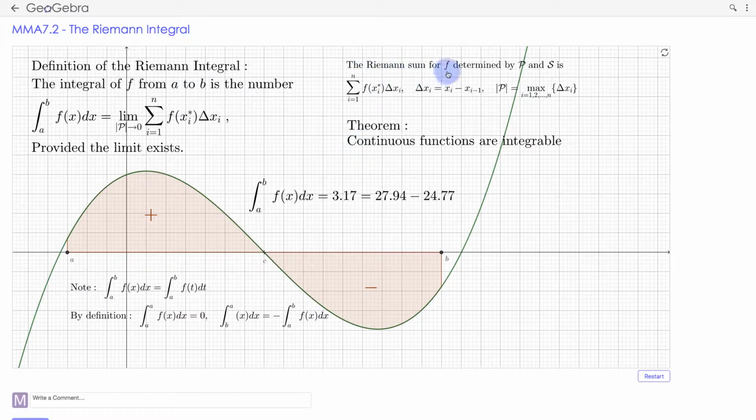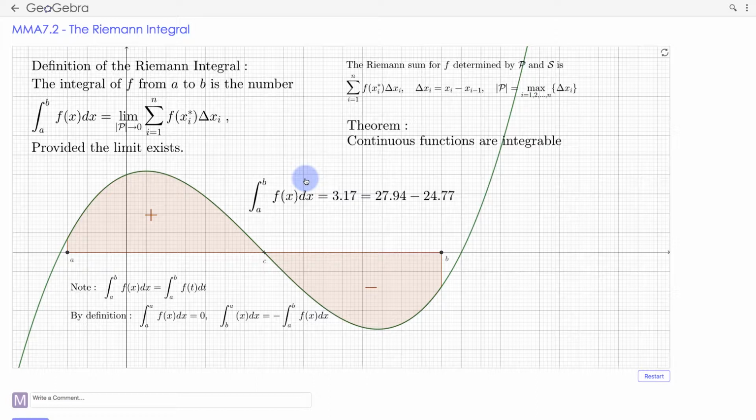So the Riemann sum for f defined by p and s was this, right? And the size of the partition was this. So in the definition, there's this important part saying provided the limit exists. In many instances, you don't have to care about whether this exists.